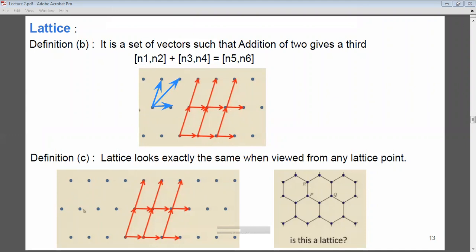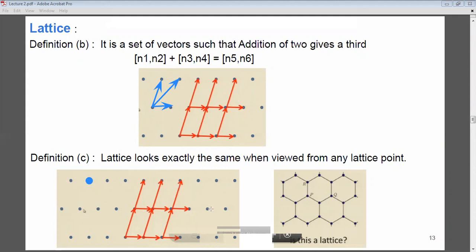Okay, definition C. Lattice looks exactly the same when viewed from any lattice point. So for example, let's take this point over here, okay? Let's look at its environment. So there is one point on its right, a certain distance, one point on its left, a certain distance, one point down, a certain distance, making a certain angle, one point in this direction, one point in this direction, okay?